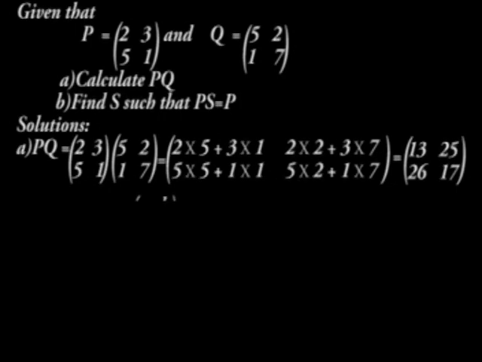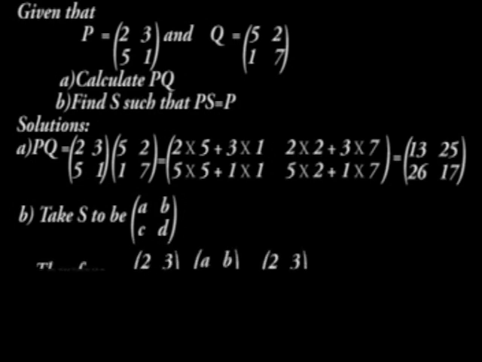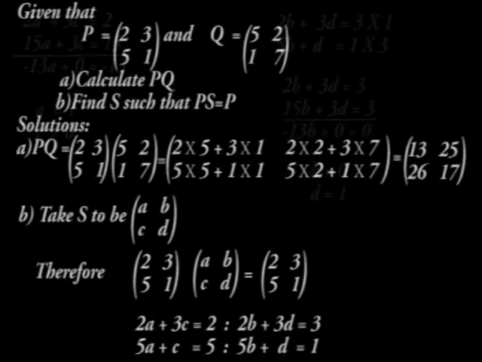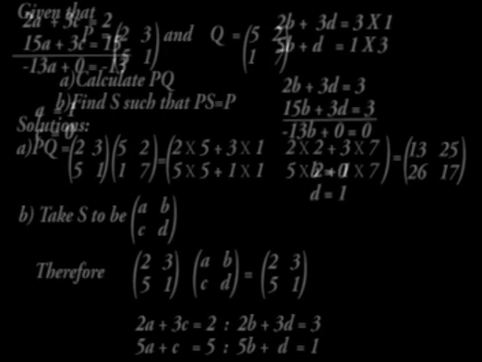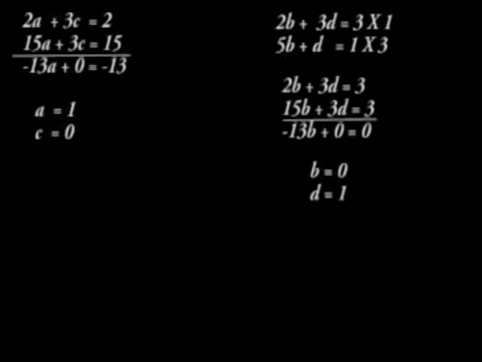In B, take S to be A, B, C, D. Therefore, 2, 3, 5, 1 times A, B, C, D is equal to 2, 3, 5, 1. If we multiply the same way as matrices, we'll end up with simultaneous equations. And if we solve, we will find the solutions as A is 1, B is 0, C is 0, and D is 1. Hence, S is an identity matrix, that is 1 0 0 1.